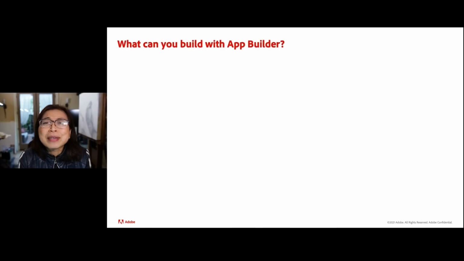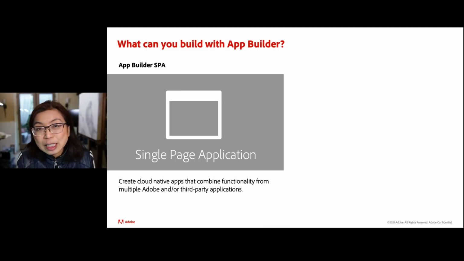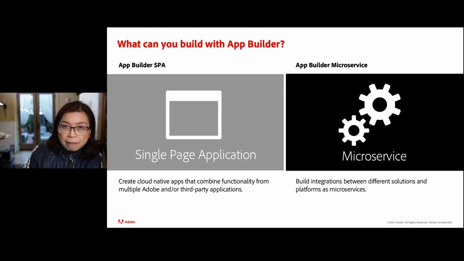So what can you build with App Builder? Well, many things, but I would consider it in two categories. First, single page apps or front end, really being able to create these cloud-native applications and combine multiple Adobe capabilities as well as integrate with third-party applications. And microservices, so the back end, being able to connect to other services and platforms.